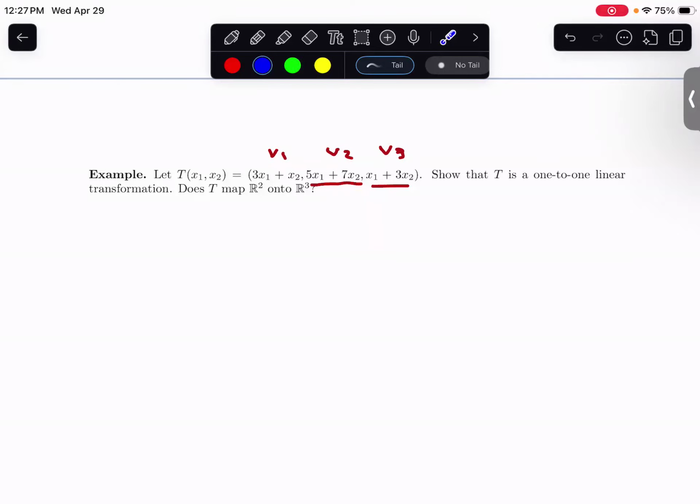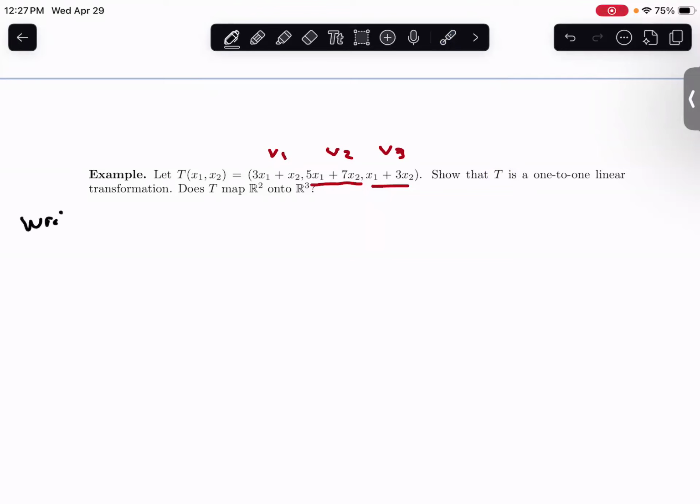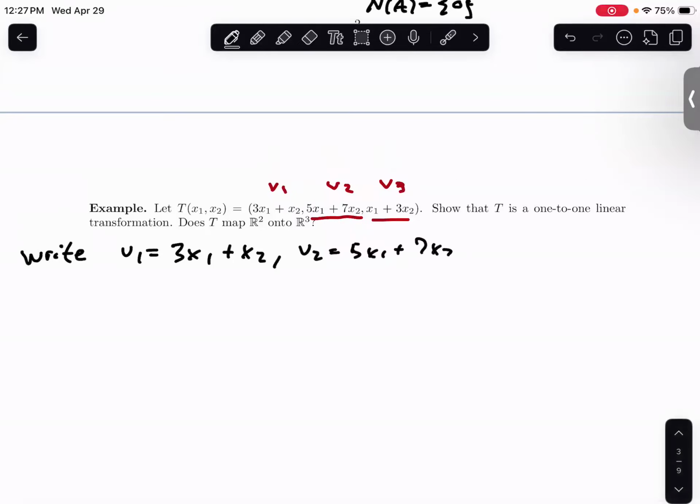So first, the only new step is going to be taking T and expressing it as a matrix. You can do things without thinking about matrices, but we're not going to do it that way because we already know a lot about matrices. So we're going to write things out in the following way. I kind of already said this. V1 is equal to 3x1 plus x2. We have V2 is equal to 5x1 plus 7x2. And then V3 is going to be equal to x1 plus 3 of x2.